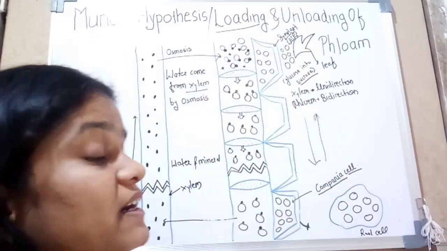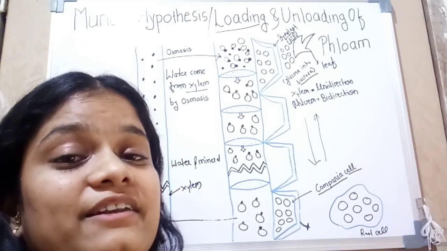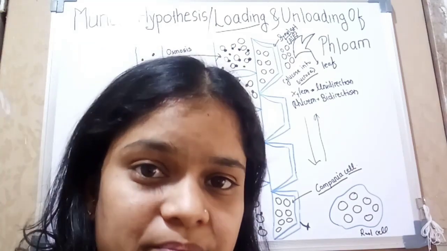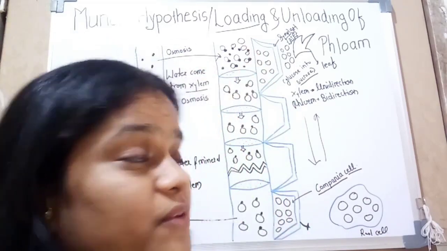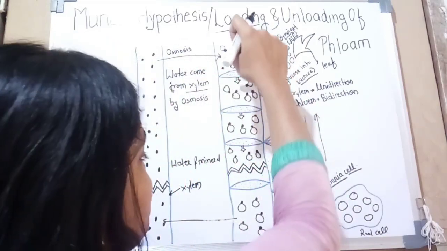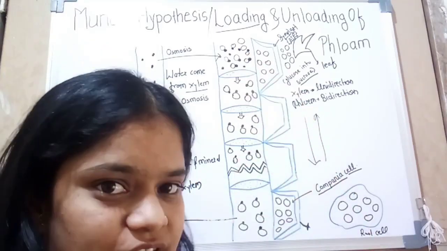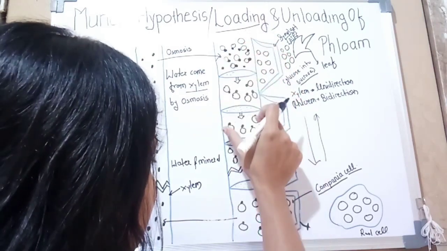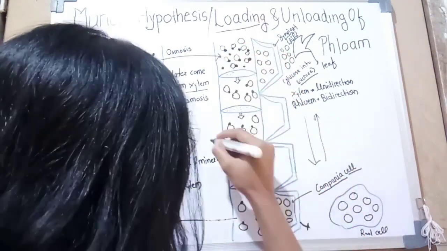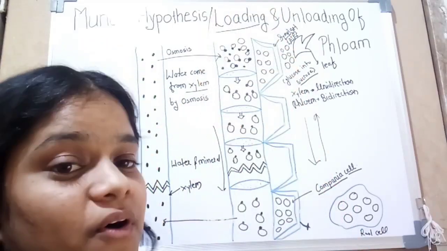As a result, the turgor pressure inside the sieve tube increases, and that is called the hydrostatic pressure. These pressures are responsible for moving the sucrose towards the sink cell, in the downward direction. So the sucrose moves in that direction. Now, this is all about the loading of phloem.